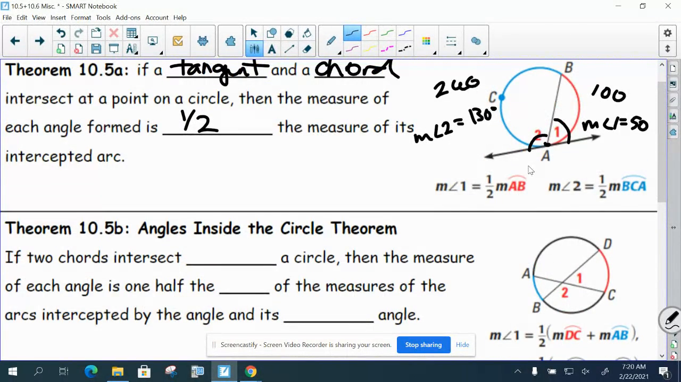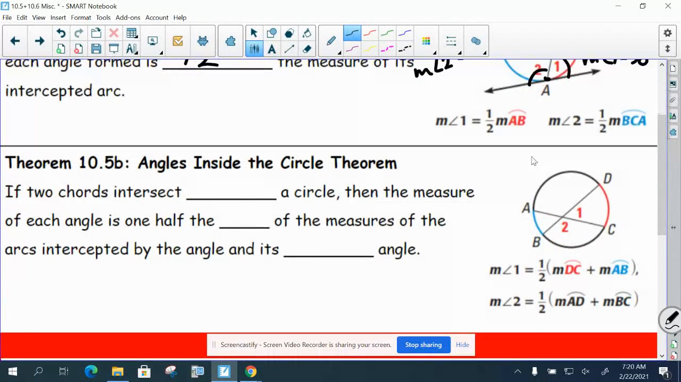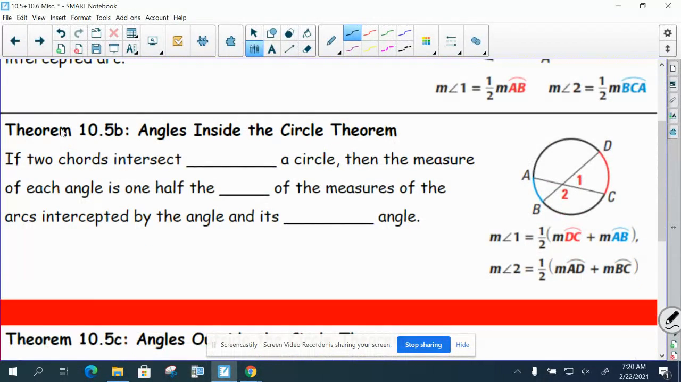That's a pretty easy one to see. But sometimes diagrams can be funny, and they can add extra information and make it hard to figure out. So that's 10.5a. Now 10.5b, the angles inside the circle theorem. Let's say you've got 2 chords that intersect inside a circle, because next we're going to do outside.